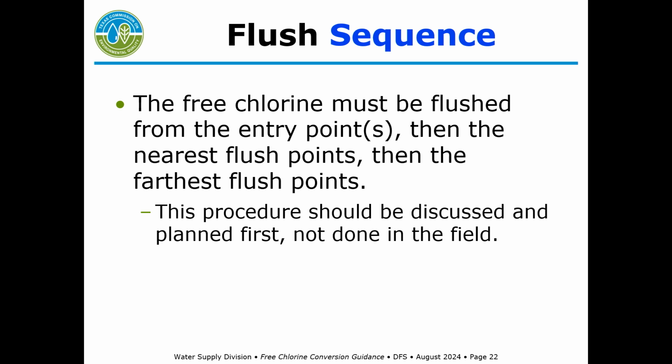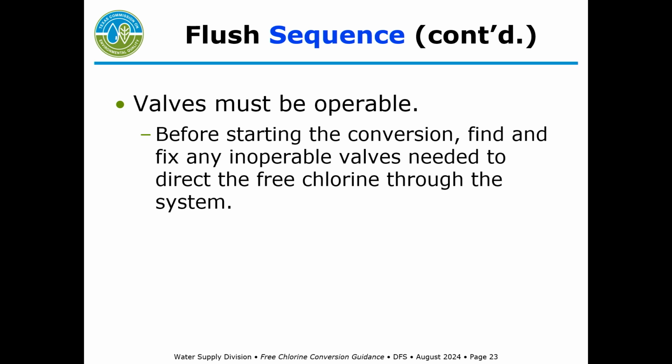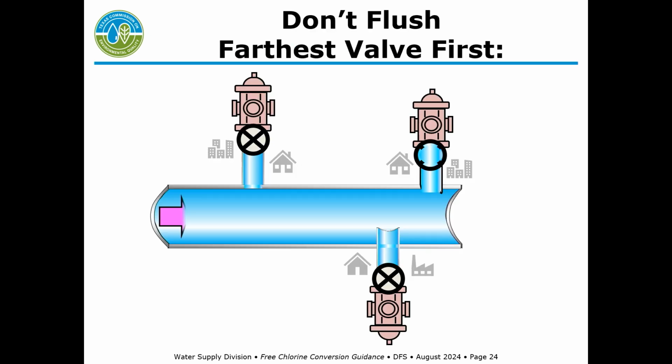And then, this is one where you want to make sure and talk about this with the operators beforehand, not just try to figure it out in the field as the conversion is going on. Again, to make the flush sequence work, all your flush valves and other valves that are out in the system need to be operable. So you're going to have to go through and find any valves that aren't working and get them fixed before the conversion.